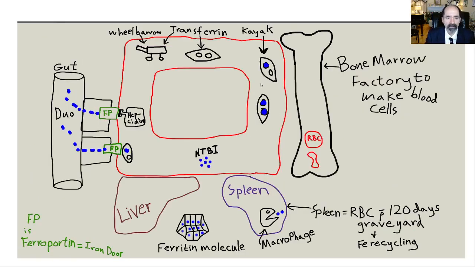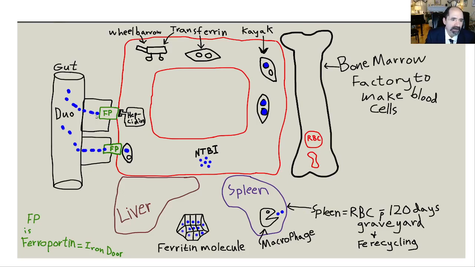So here's just an overview slide. We're going to look at this again later, but what happens with iron. First of all, here's your gut. You're going to absorb it. When you eat it, it goes into the proximal small bowel, into the duodenum, and then it's absorbed into the duodenal lining cells. The gut's called the enteric tract, so these are called enterocytes.